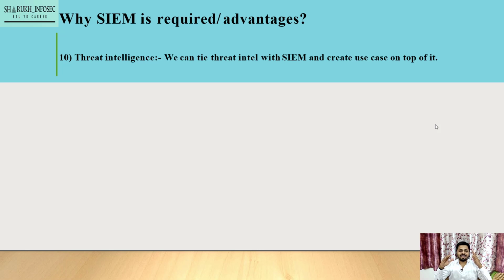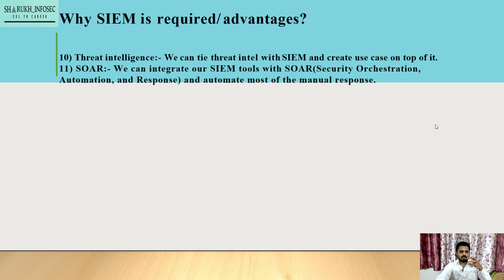Threat intelligence, so we can tie threat intel with the SIEM and create use cases or alerts on top of it. This feature is also there in the SIEM. Okay. Next, SOAR. So I hope you have heard about security orchestration, automation and response. So we can automate our stuff.